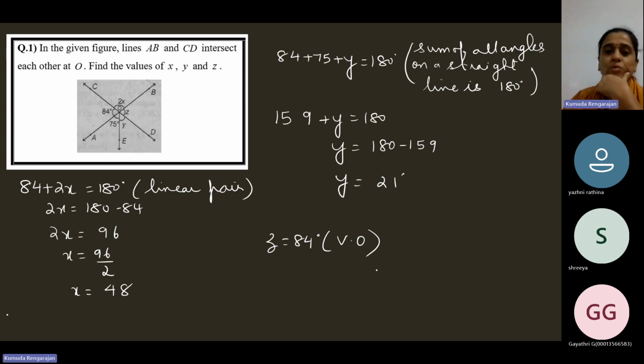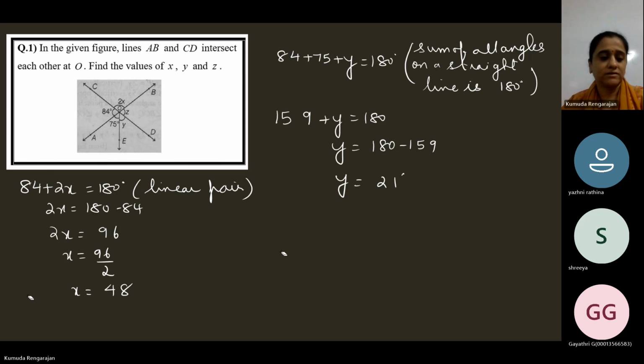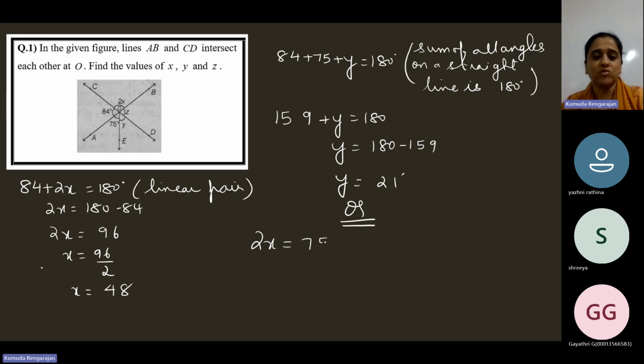There's another way of finding Y. Vertically opposite angles are equal. Very good. Yes, you can also find Y like that. Here, 2x is equal to 75 plus Y, because vertically opposite angles are equal: 2x and 75 plus Y. See, we are not taking three angles, two angles only.